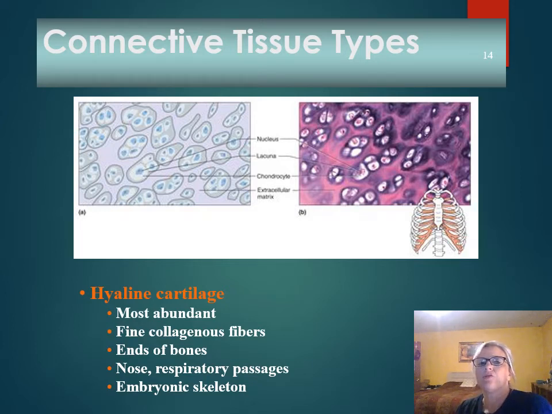One fact that's kind of interesting is an embryo skeleton actually starts out completely as hyaline cartilage, and then it's kind of remodeled and eventually replaced by bone. This is also part of the normal development and growth of bones, and we'll look at that when we look at the skeletal system.